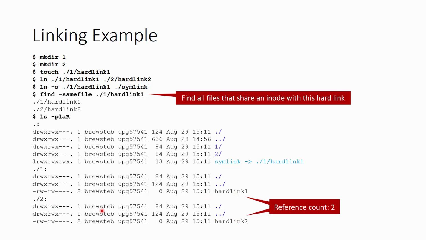And one thing to note is the reference count over here, which is this first number after the permissions bits. This first number is the reference count, which is the number of hard links pointing at it. We can see that for both of these, it's 2, meaning there are multiple names for a given file.